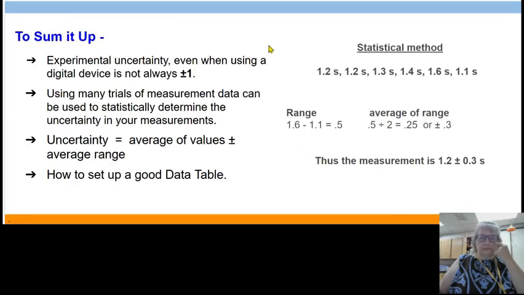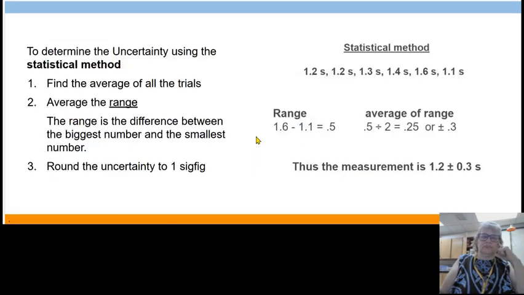So to sum it up, experimental uncertainty, even when using a digital device, is not always plus or minus 1. Using many trials of measurement data can be used to statistically determine the uncertainty in your measurements. Your uncertainty is the average of values plus or minus the average of the range. And then also how to set up a good data table. We kind of glanced over that.